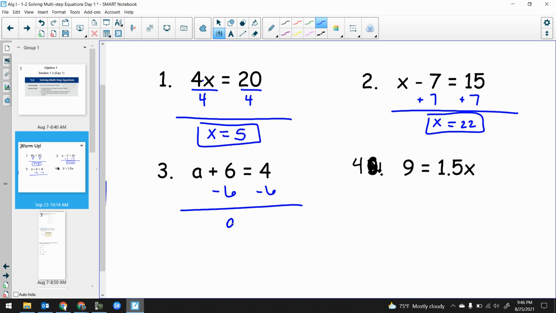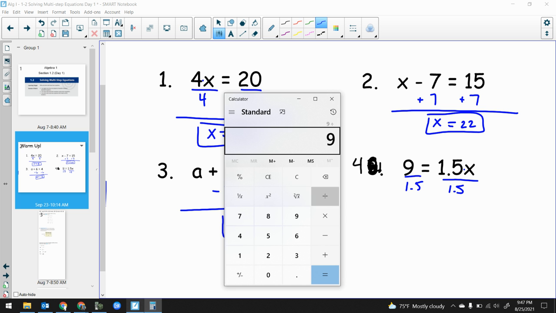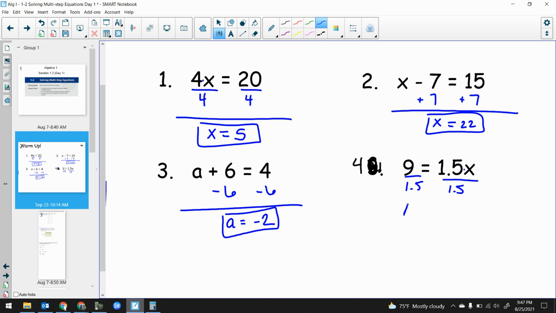So we have a is equal to negative 2. 4 minus 6 is negative 2. Don't trust yourself, plug it back in. Negative 2 plus 6, that does equal 4. And then our last one, 9 is equal to 1.5x. Remember that's multiplication in there, so I divide by 1.5 to each side. And get out my calculator. 9 divided by 1.5 is 6. Is equal to x. So here's my solutions.